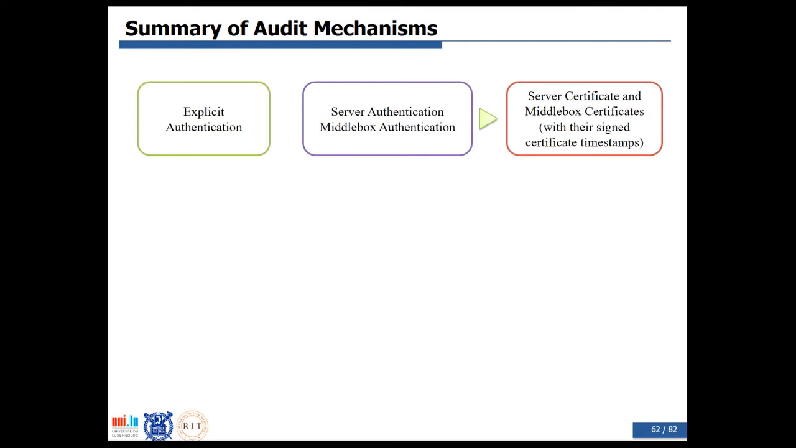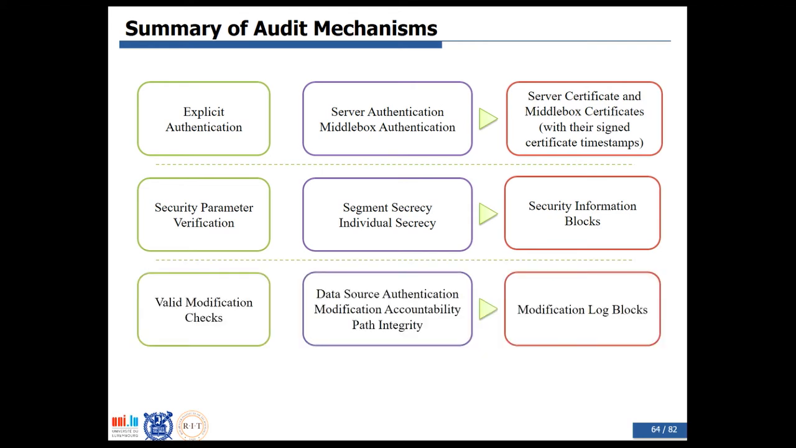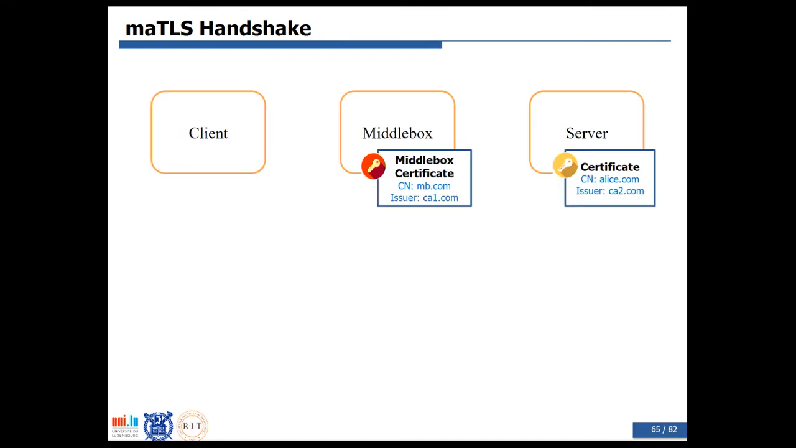Now I summarize the three audit mechanisms again. Explicit authentication aims to achieve server authentication as well as middlebox authentication with the help of a series of certificates. The security parameter verification achieves the segment secrecy and individual secrecy with the secret information blocks, including some security information. And the valid modification checks achieve the data source authentication, modification accountability, and path integrity with the modification log blocks. So to sum up, we build the maTLS handshake, including the three audit mechanisms.